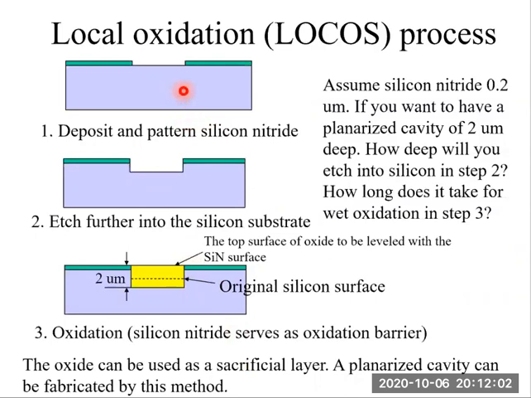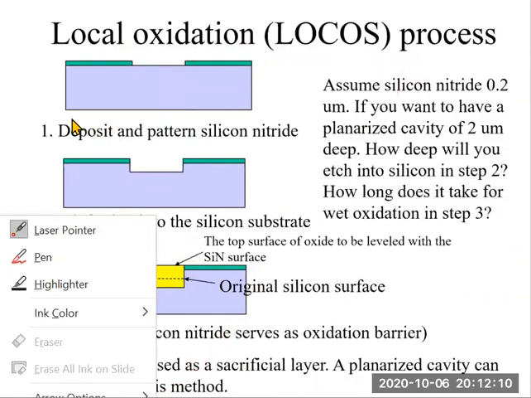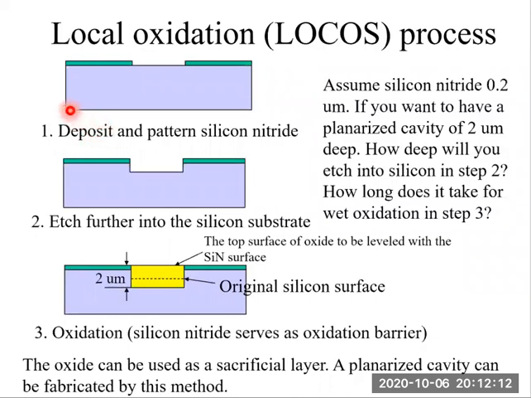Now let's take a look at this local oxidation process. In this process, we first deposit and pattern a silicon nitride layer. So this green layer stands for silicon nitride, and this is a silicon substrate. So let me label it.